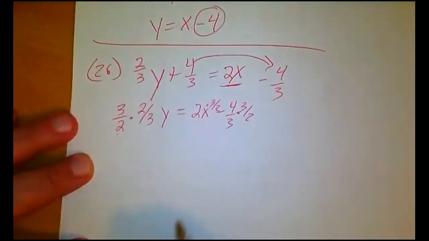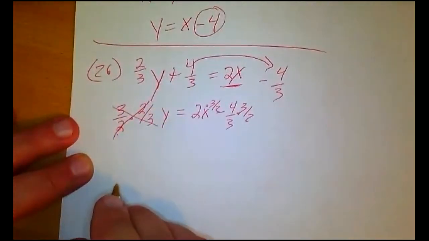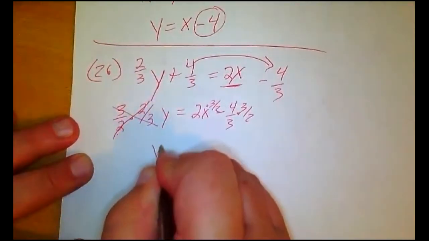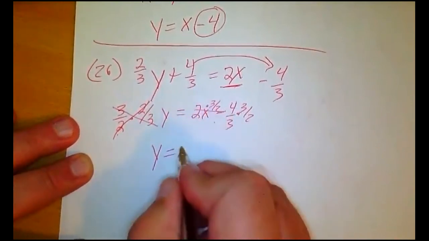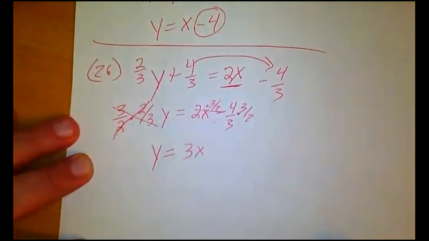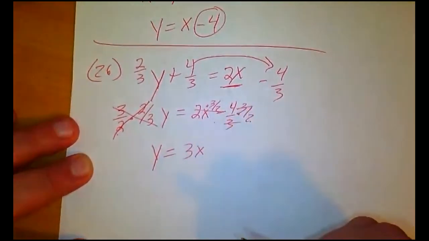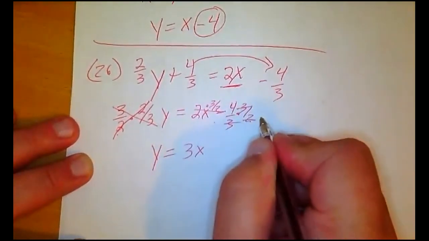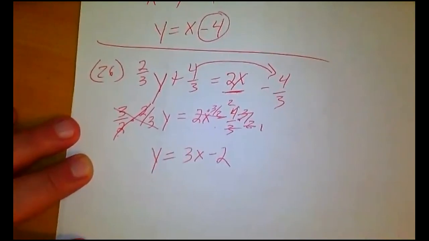Okay? Now, the 3 and the 2's cancel out. That leaves me with y. Here, the 2 is on the bottom, the 2's on the top. Those cancel out. I end up with 3x. I know that kind of looks like an exponent, but it's really just multiplying. Here, the 3's cancel. And then I can cancel out the 2, and this becomes 2. And now I have y equals 3x minus 2.